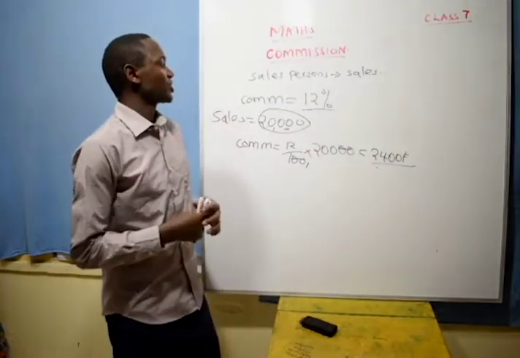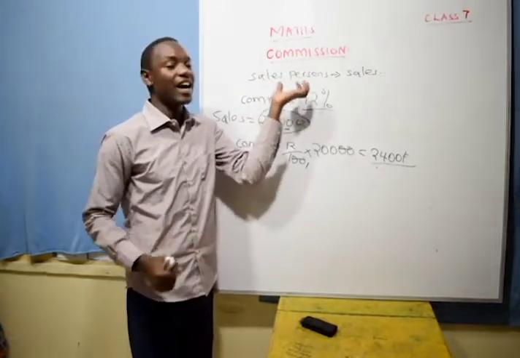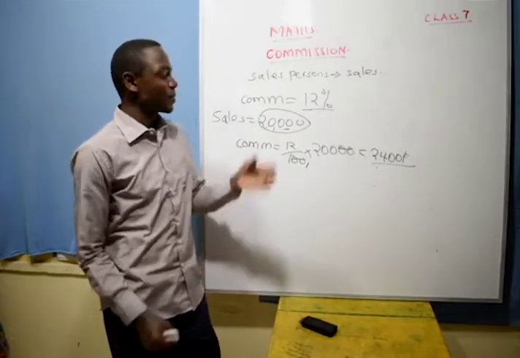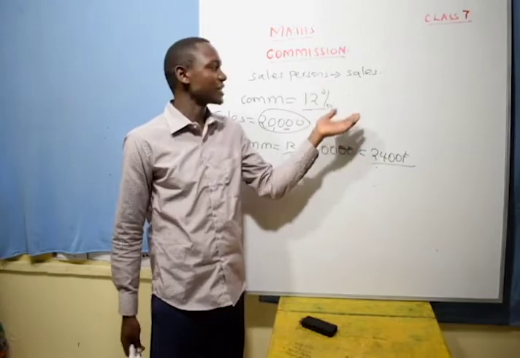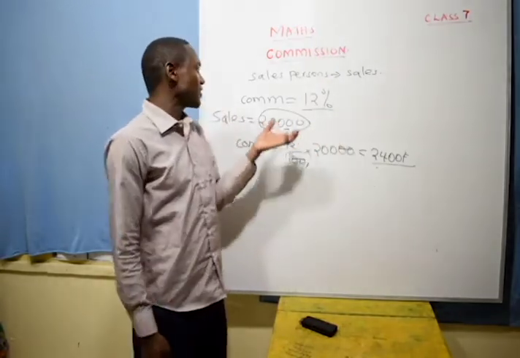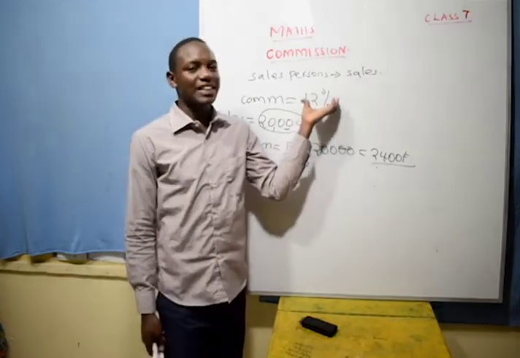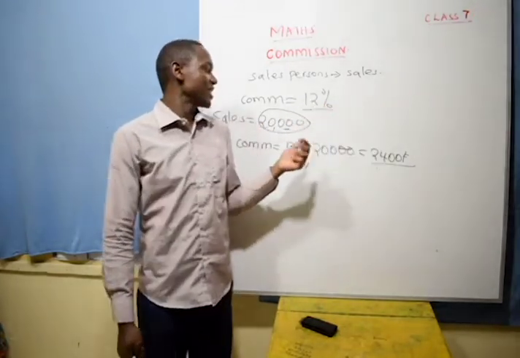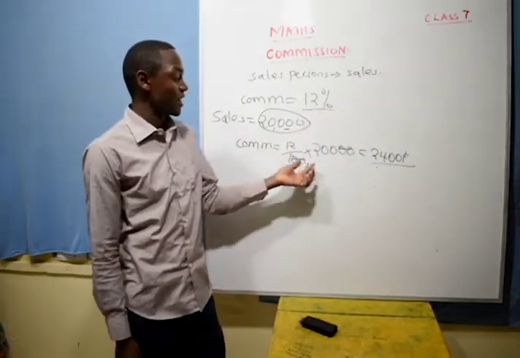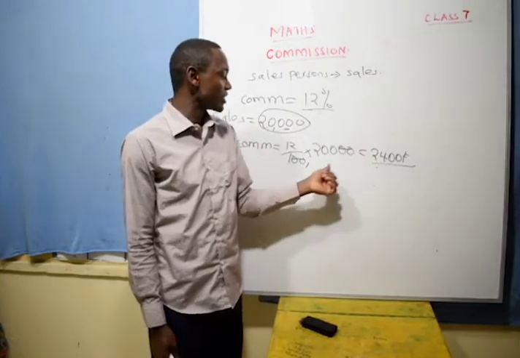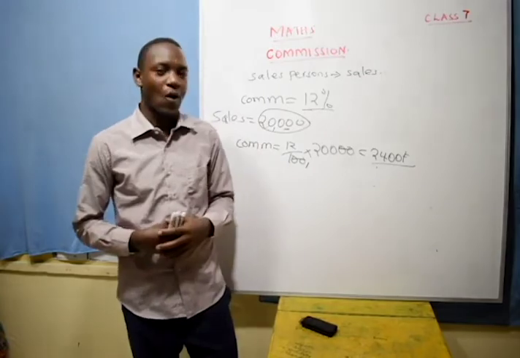So generally, commission is deducted from the total sales. To get percentage commission, you take the commission given over the total sales times 100. And when you are given the percentage commission, to get your commission, you get the percentage of what you sell. In this case, we had 12% of 20,000, which is 2,400 shillings. That is how you calculate questions on commission.